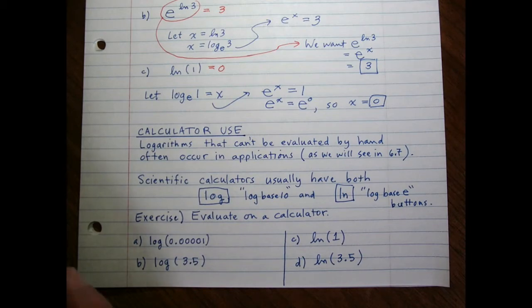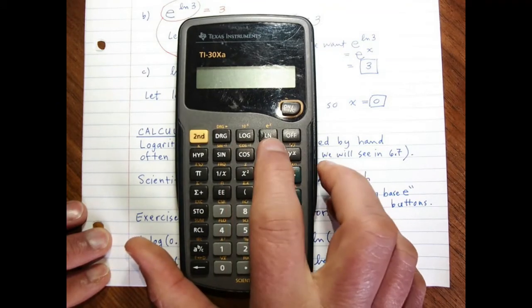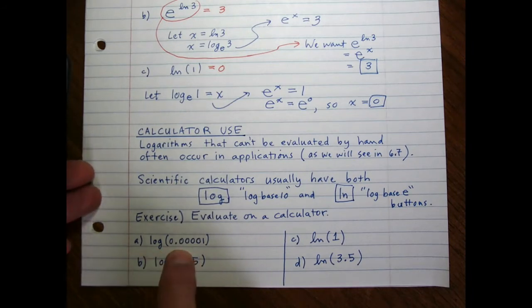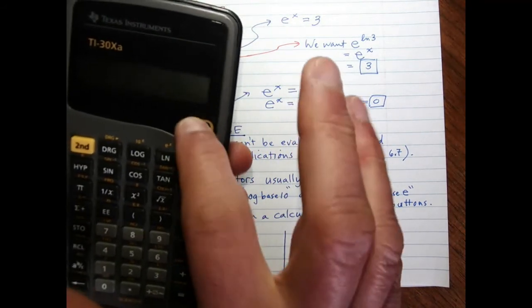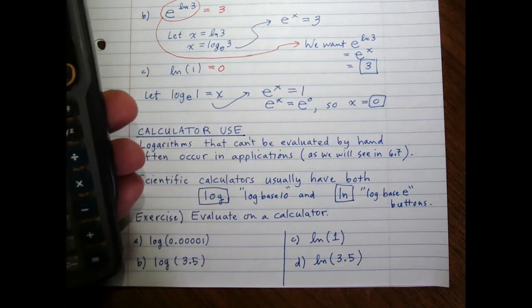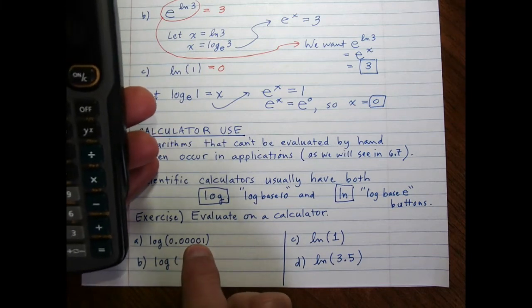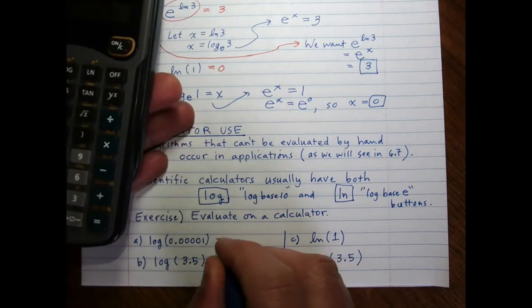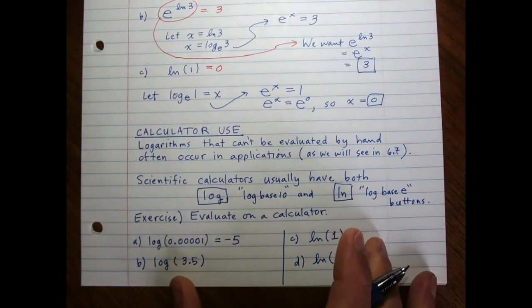And so here's my very inexpensive little scientific calculator. I have a log and an ln button. So all I'm doing is pushing buttons here. So log of 0.00001, I guess I gotta turn mine on, clear, 0.00001, and then if I hit LOG, negative 5 is what I get. That's actually one we could have figured out by hand, but I'm using a calculator here.